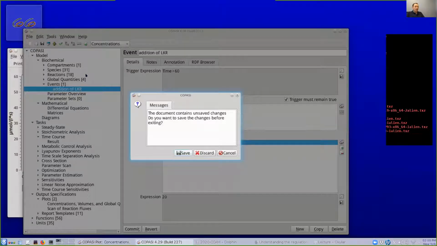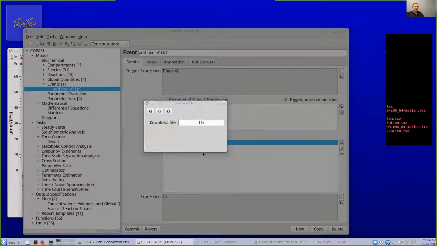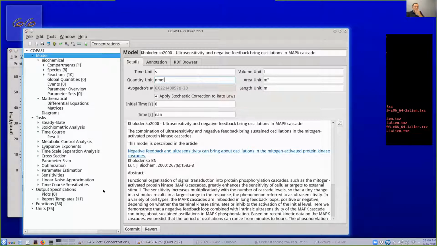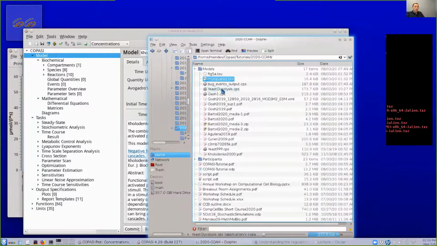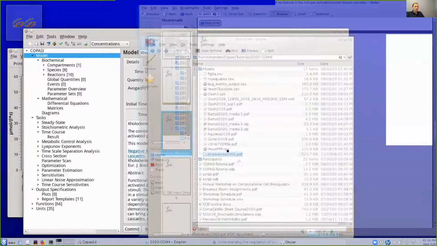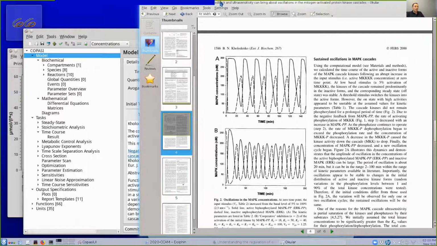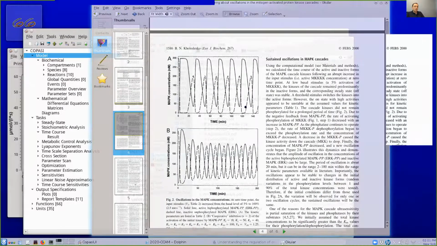Oh, COPASI is saying I didn't save my file. Normally you would want to save your work, but in this case, I've just been doing demonstrations, so I'm going to discard it. And the new model is loaded. And let me just show you the paper. I have it here too, but you can again get to it the same way that I mentioned. I think I put it on the shared drive as well.